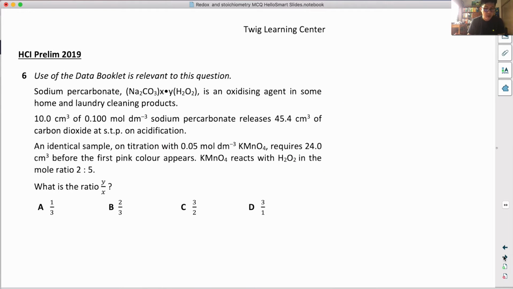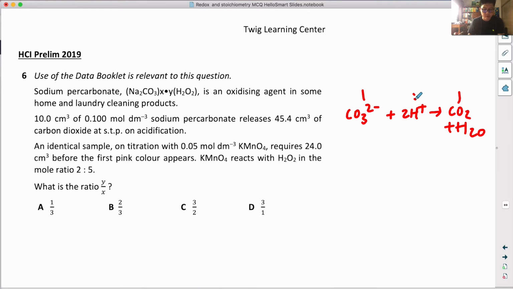Question 6. Using the data booklet is relevant to this question. Sodium percarbonate is an oxidizing agent in some home and laundry cleaning products. It releases so much carbon dioxide at STP on acidification. For this part, it's actually the carbonate. When you add the acid, you produce carbon dioxide and water. So you can see that the carbonate and the carbon dioxide are in a 1:1 ratio.